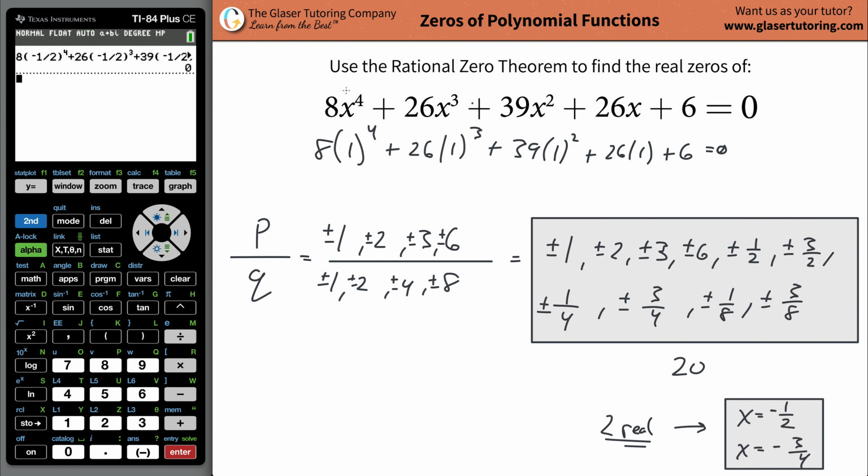Well, they're out in imaginary land. That's where they're going to be. Okay? There's 2 real, and then there's going to be 2 imaginary zeros. Now, for this problem, we just had to find the real zeros, so we're done.